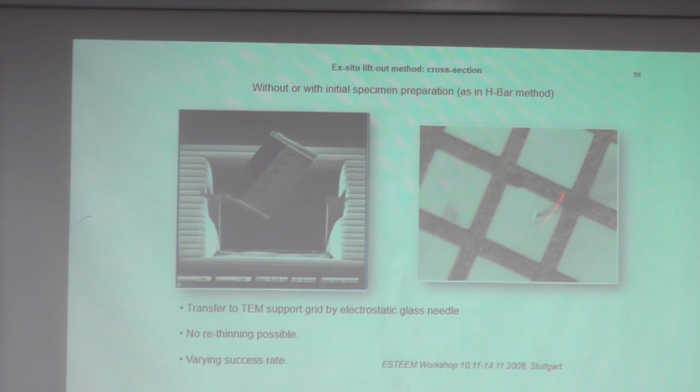to another TEM grid, and then you use an external manipulator, outside of the FIB in this case, and transfer it. You use an electrostatic glass needle, so you attach it and then transfer it. Here you can see the glass needle, it has very low contrast. The lamella is attached by electrostatic forces between the lamella and the glass, and then you transfer it.